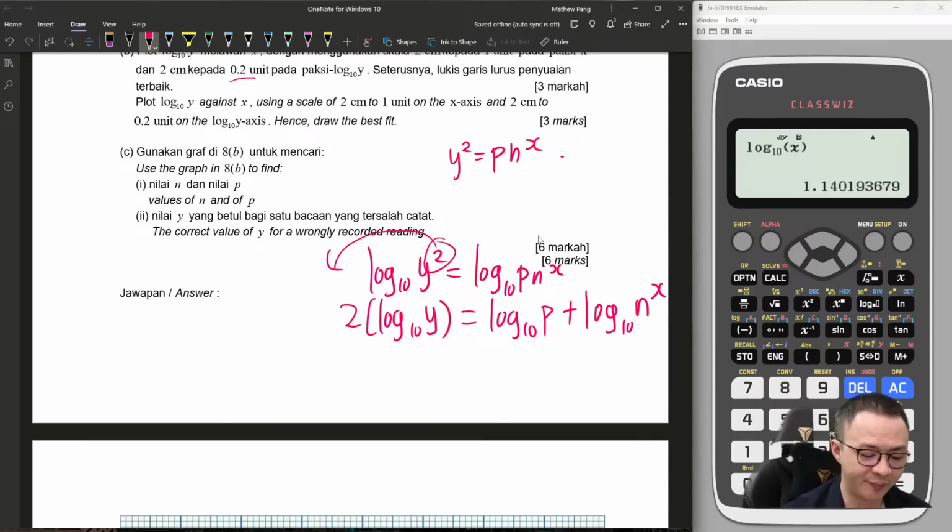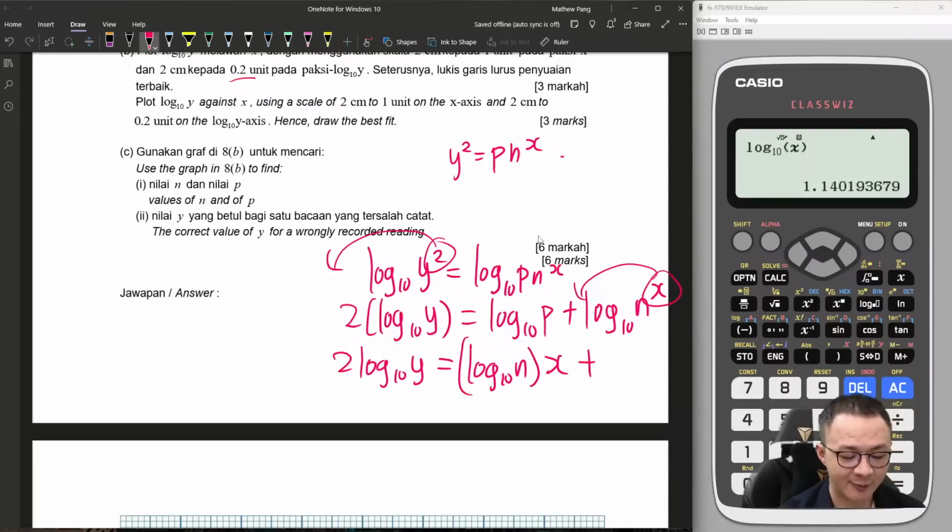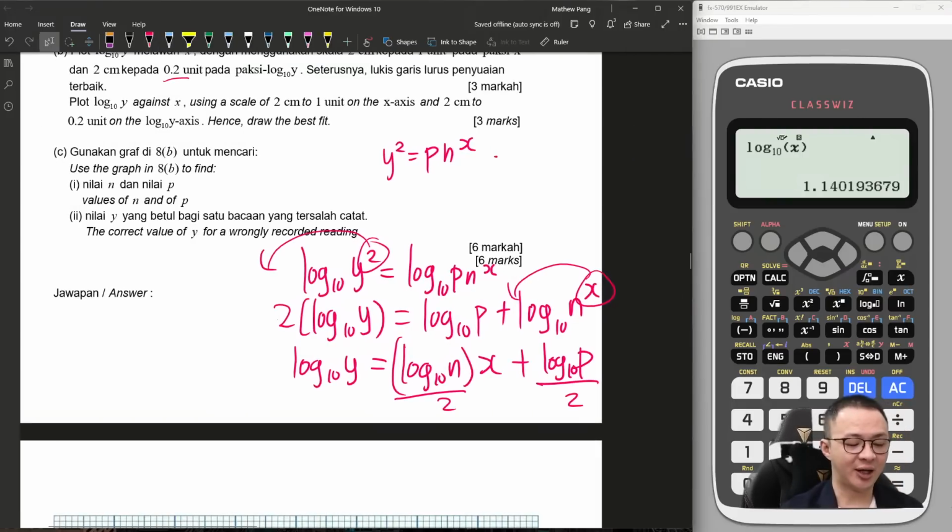Alright, the 2 I leave here first, never mind. Later I move it to the other side. This x I'm going to bring to the front, so it becomes log 10 n multiply x, plus log 10 p. Now I divide by 2, so this one over 2, this one over 2. Okay, this is the equation I want. Obviously I know this one is the gradient, this is m, and this one is the vertical intercept.